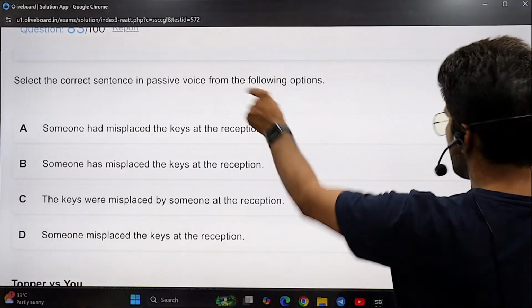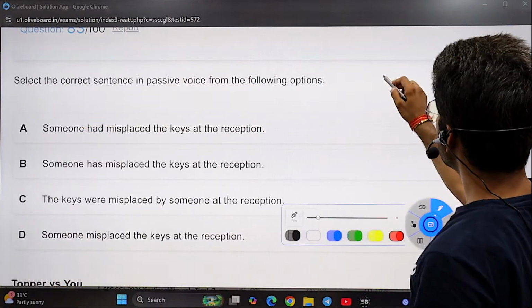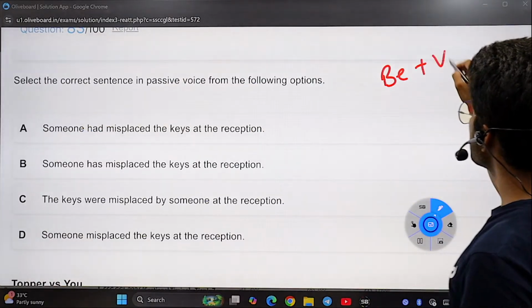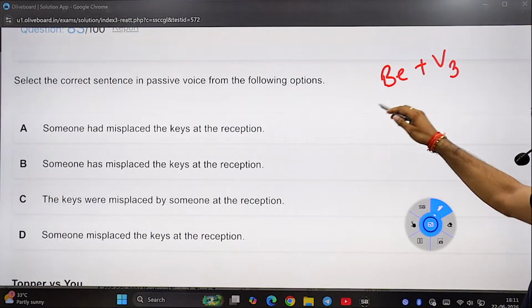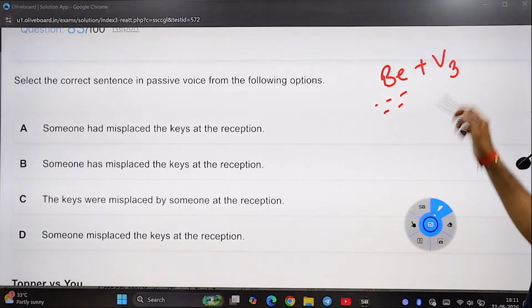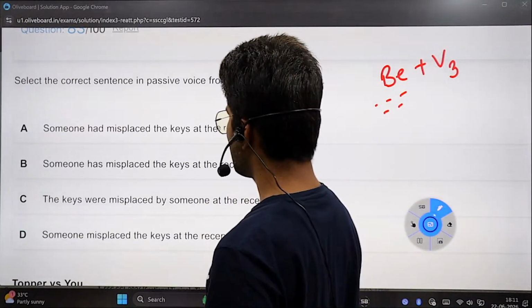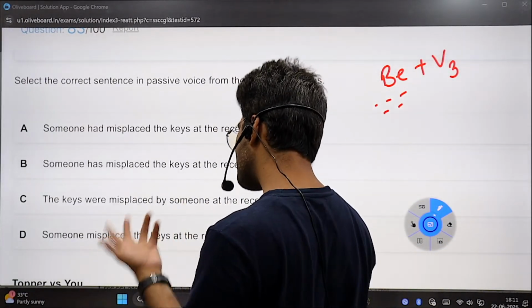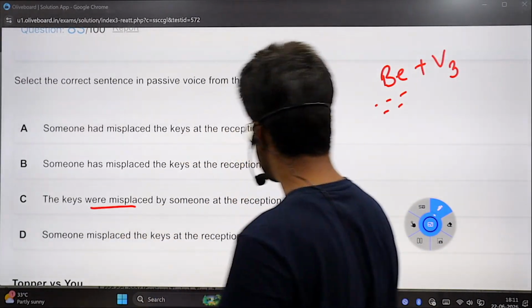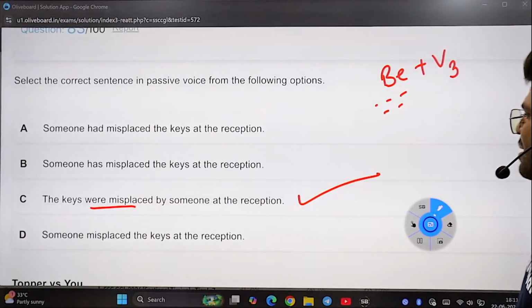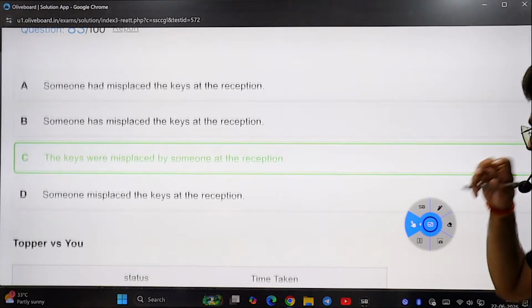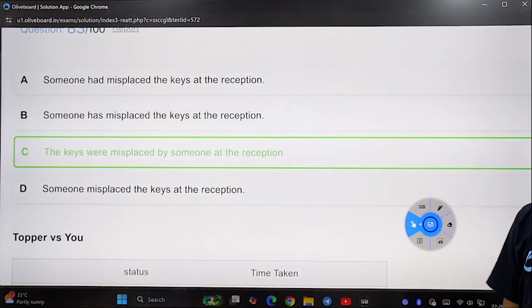Someone, okay, you need the passive voice. I think you remember passive is be plus V3, where be is am, is, are, was, were with a third form. So someone had misplaced the keys. This is active. Has misplaced, active. Were misplaced, passive. Misplaced, active. Be plus V3 is a passive.